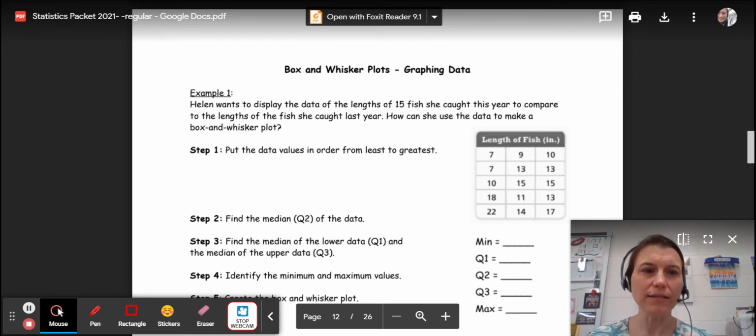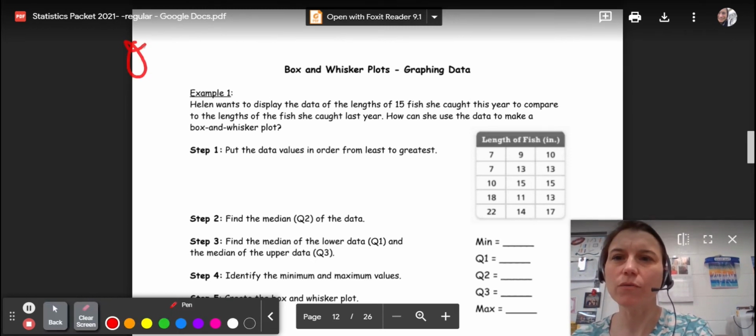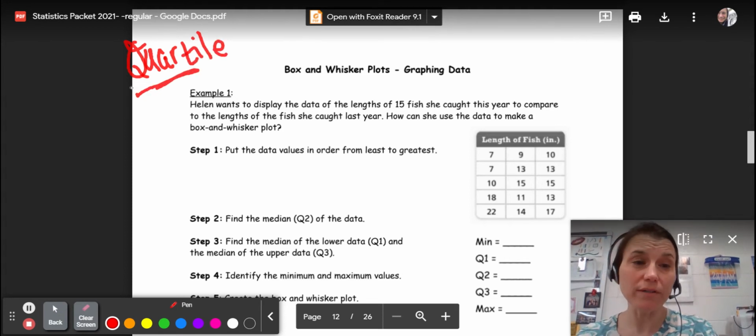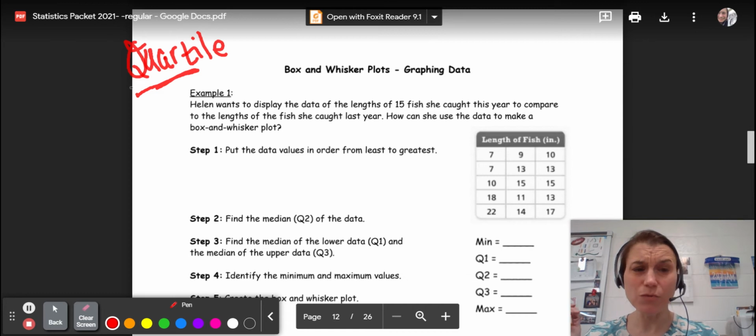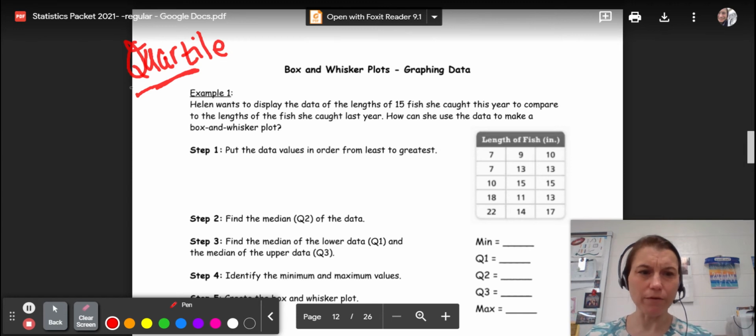So, quartile comes from the word quarter, right? So, I'll write the word quartile for you. And it's like the word quart. And a quart is 1/4 of a gallon, and a quarter is 1/4 of a dollar. So, quart means a fourth. So if we're making it into quartiles, we're breaking it up into four equal parts.